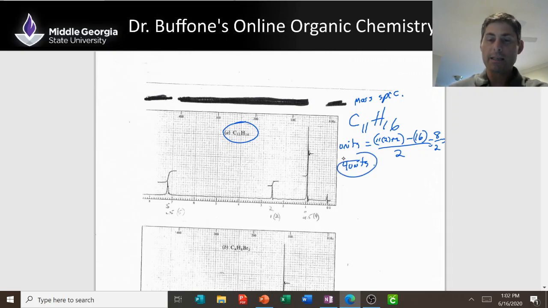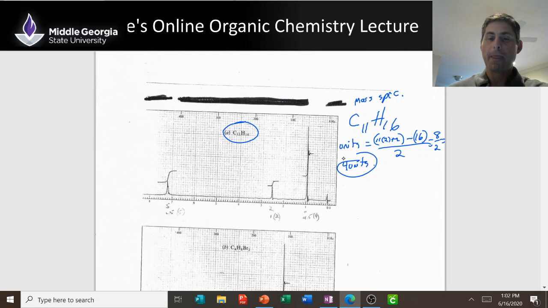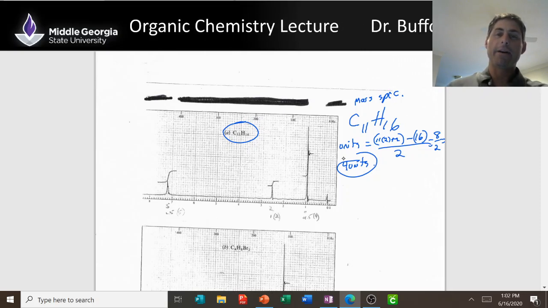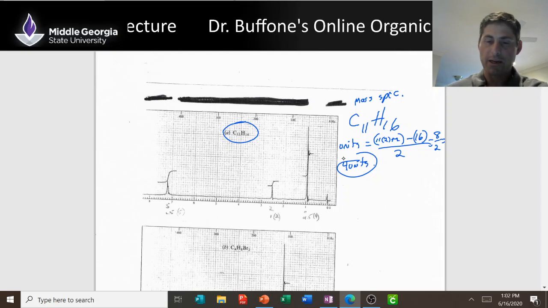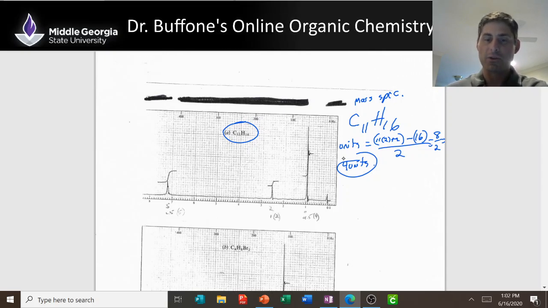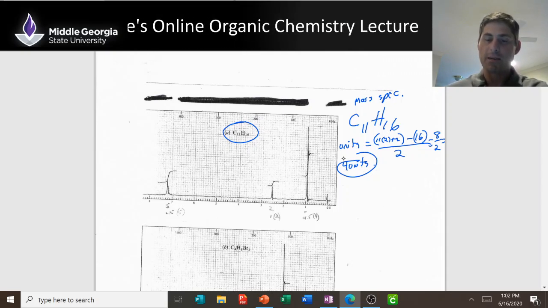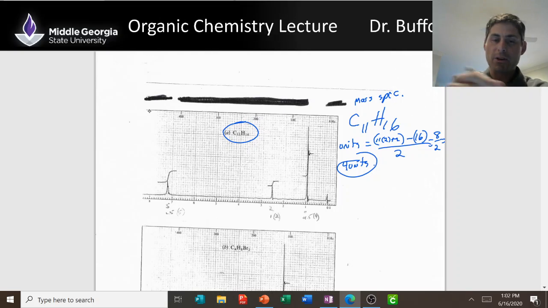Now, the next thing I would do is check out the IR, but we're not going to have IR for this, and I would see what type of functional groups I got. In this case, I can still get functional groups from the signals that I see in the NMR. So this is my NMR spectrum.